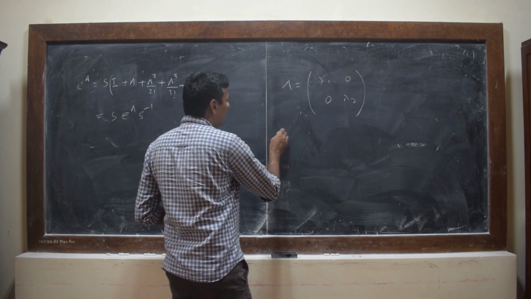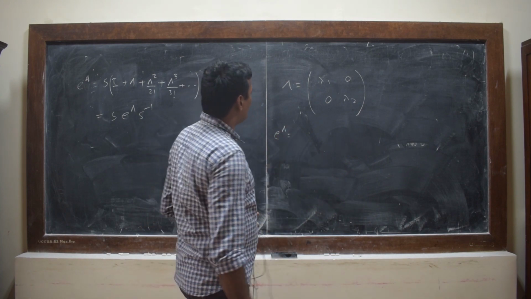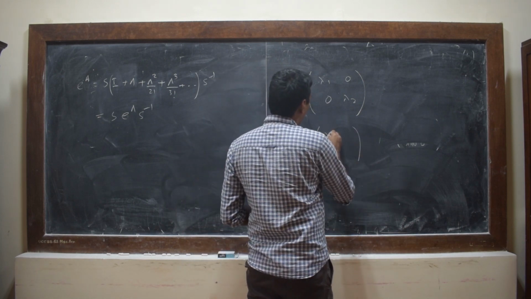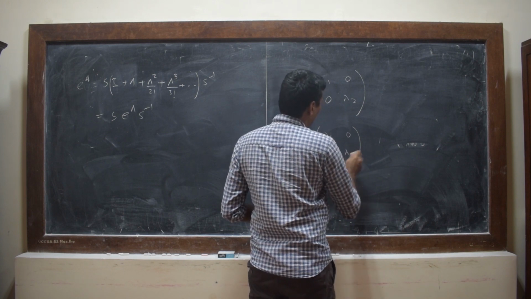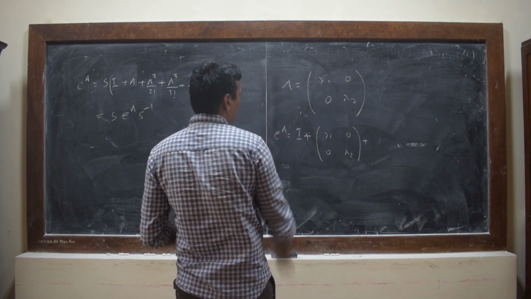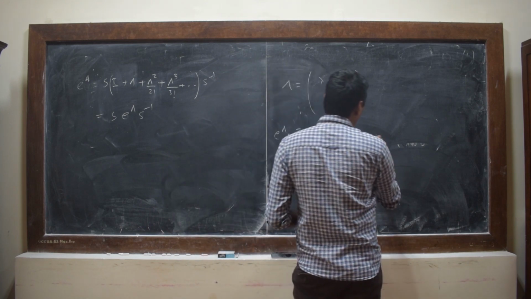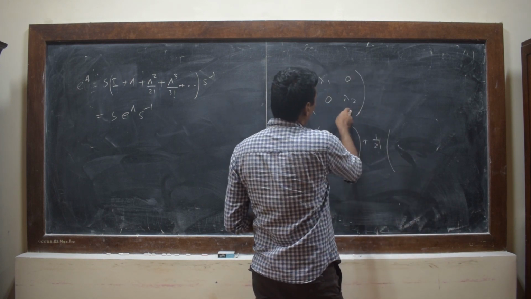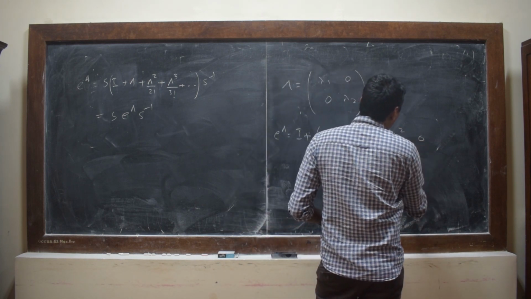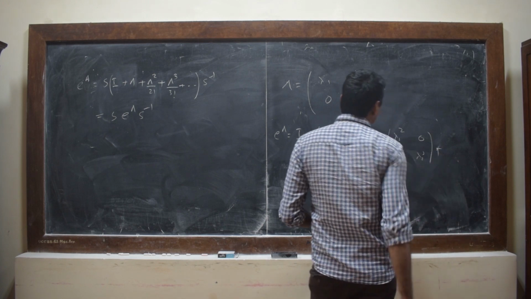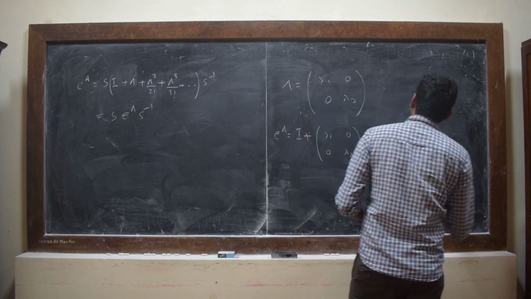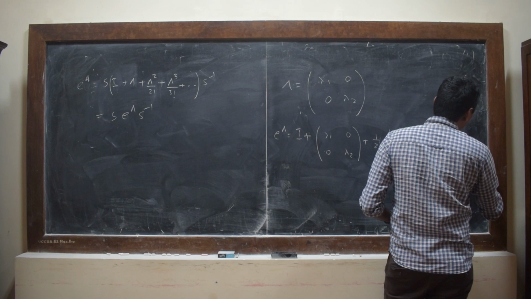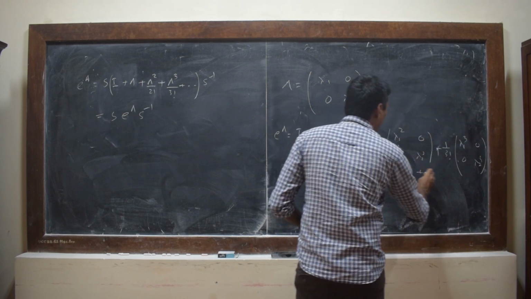So if you want to write e raised to lambda, you will have identity plus lambda, where lambda is this matrix, lambda 1 0 0 lambda 2, plus lambda square divided by 2 factorial. If you take this diagonal matrix and square it, you will get lambda 1 square 0 0 lambda 2 square, plus 1 by 3 factorial lambda cube. This lambda cube will be lambda 1 cube 0 0 lambda 2 cube, plus etc.